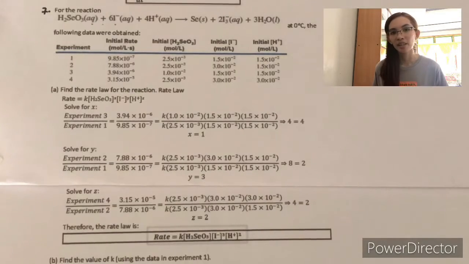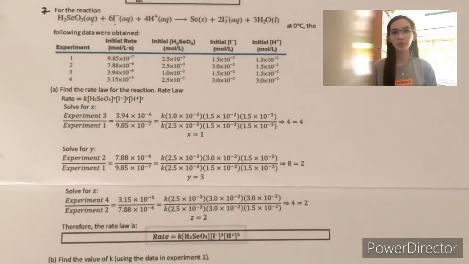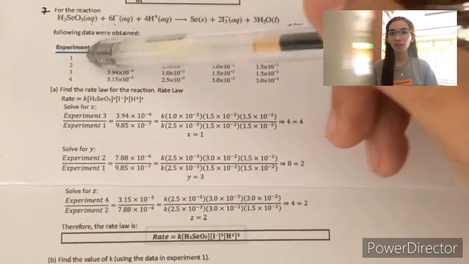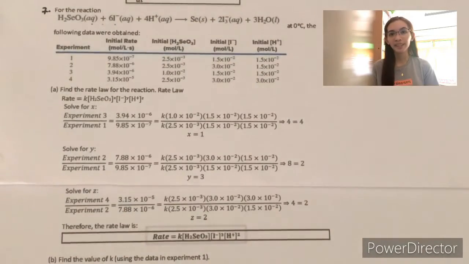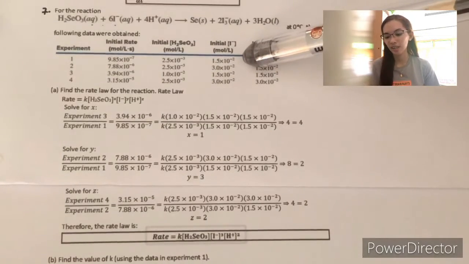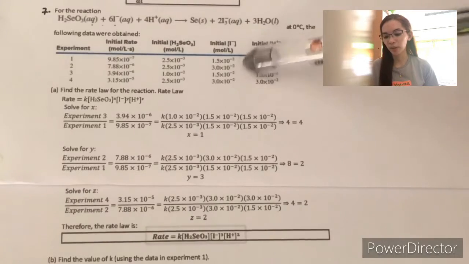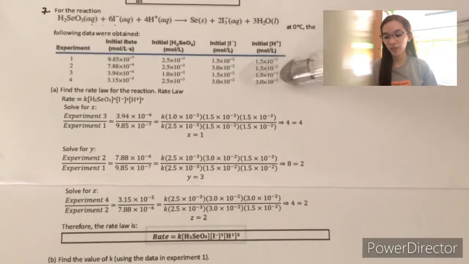By solving it, we have to get a ratio of 1 in every reactant based on the experiments. To solve x, we used experiments 3 and 1, for as we can see in the table, its other reactants have a ratio of 1, like the iodide here and here. This is 1:1, and so is the hydrogen.